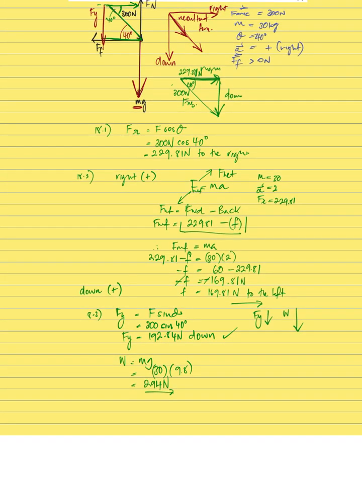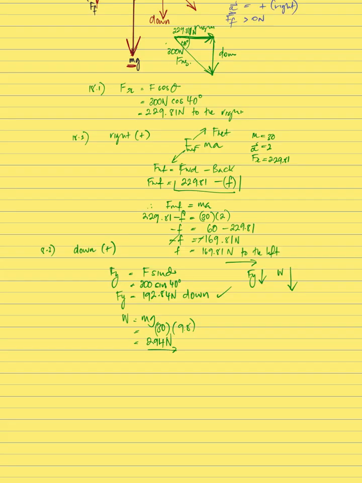Right, the next step in this one is that now that I have my two forces which are moving in a downward direction, I'm going to say F net for down is equal to Fy plus W. My Fy is 192.84 plus W, my weight is 294. And that's going to give me 486.84 newtons downwards. That's my F net for that situation.